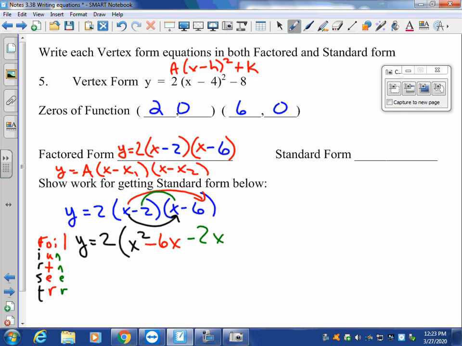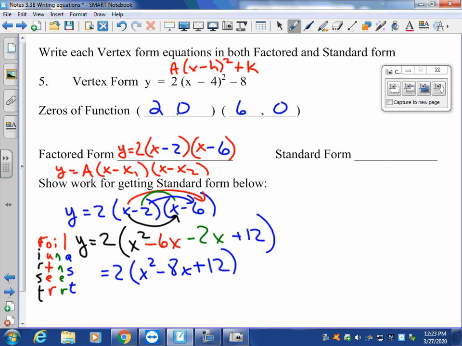And then the last item times the last item is going to be negative 2 times negative 6, which is positive 12. You can combine like terms: x squared minus 8x plus 12.